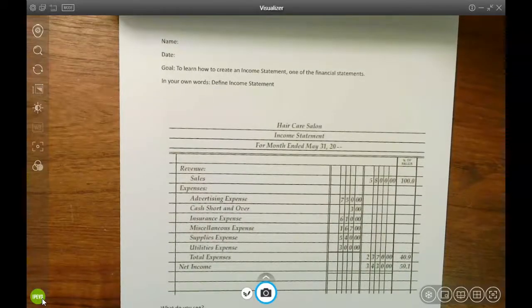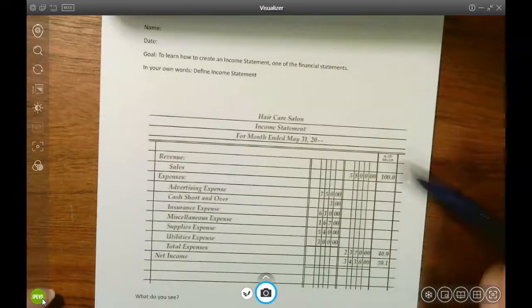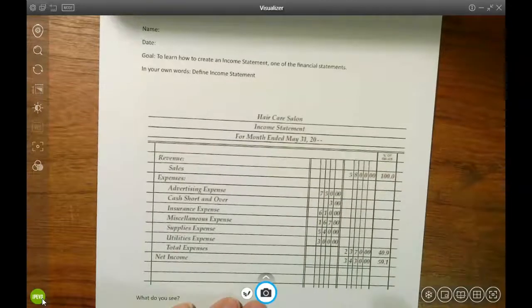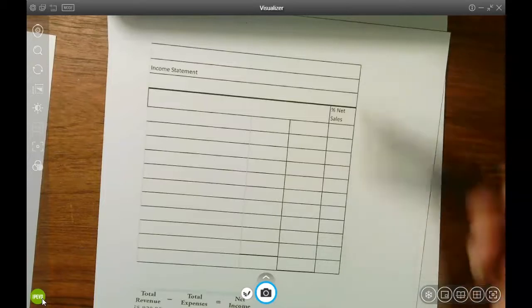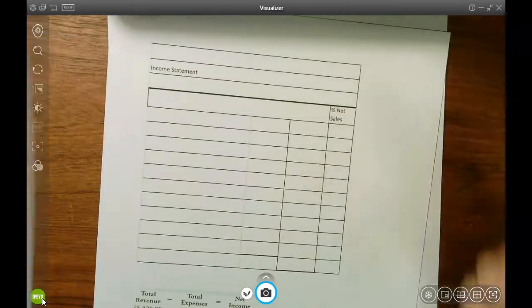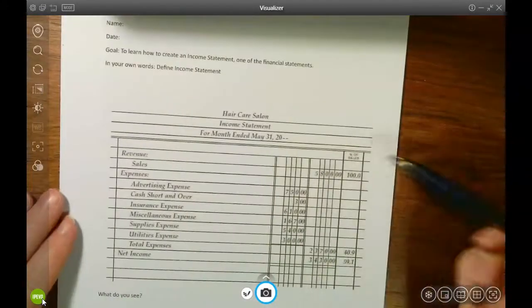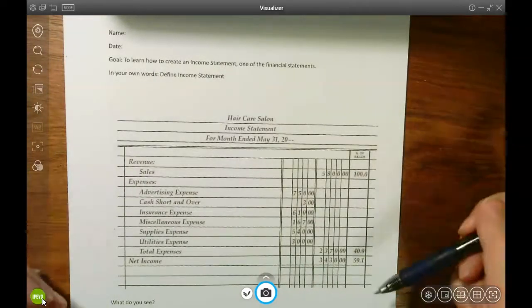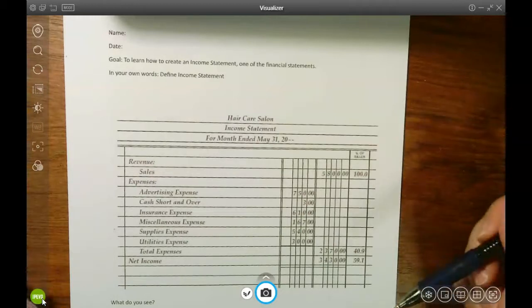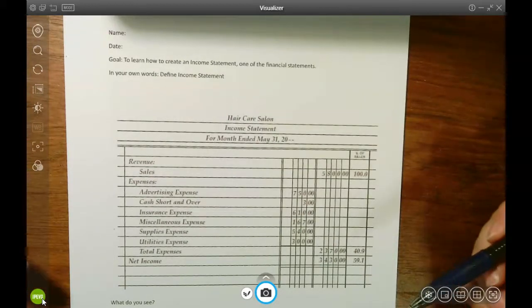So what we're going to do now is I'm going to show you what an income statement looks like when it is completed. This is what an income statement looks like before you do anything to it. So it is a bunch of blank lines. What I want us to do now is take a look, and then we always do this. What do you see? I want you to pause the video and write down, what do you see?